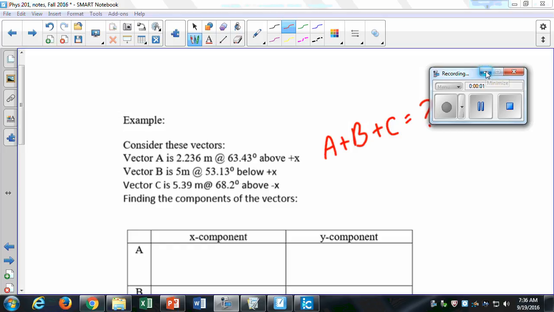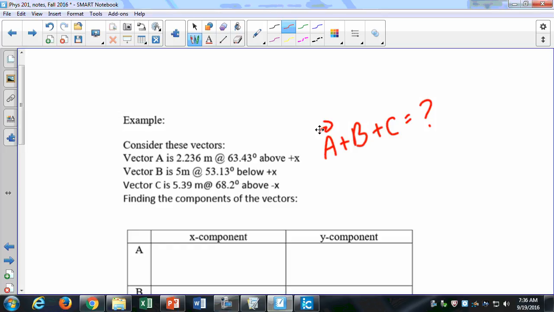This is a vector sum, so it's not just going to be a simple arithmetic sum. I'm not just going to add up the numbers. Instead, I'm going to have to do all this business like we've been doing, where I find the x and y components of A, B, and C. I add up the x and y components separately of A, B, and C to get the x and y components for R, and then I do the Pythagorean theorem and the tangent thing to find the magnitude and direction.